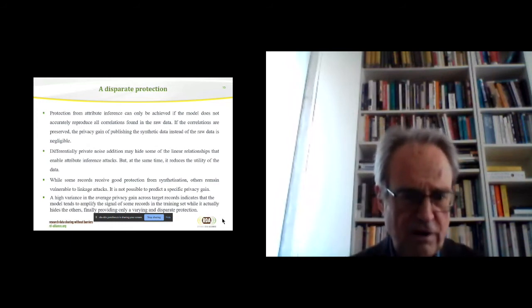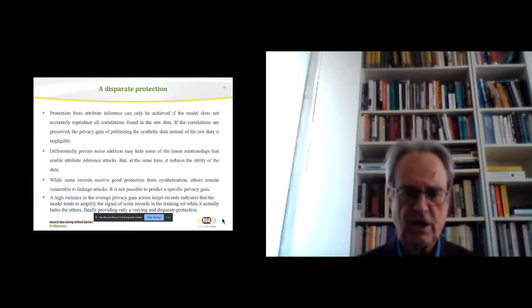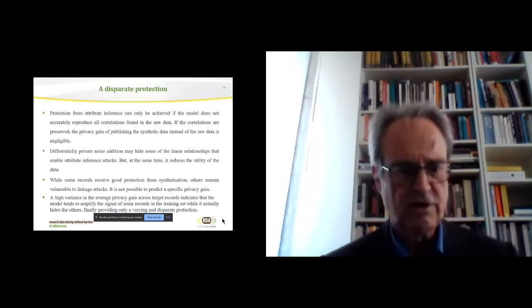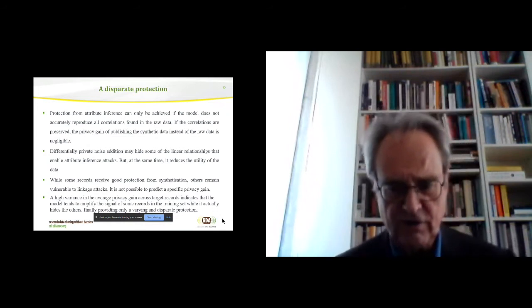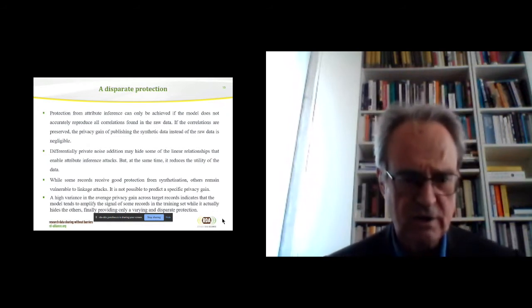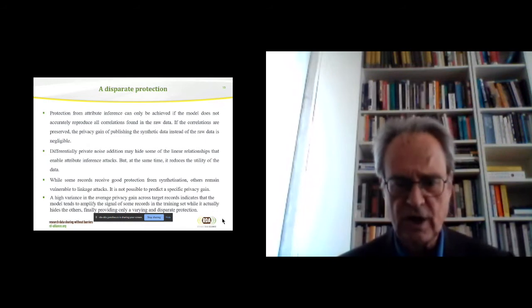A high variance in the average privacy gain across target records indicates that the model tends to amplify the signal of some records in the training set, while it actually hides the others, finally providing only a varying and disparate protection.